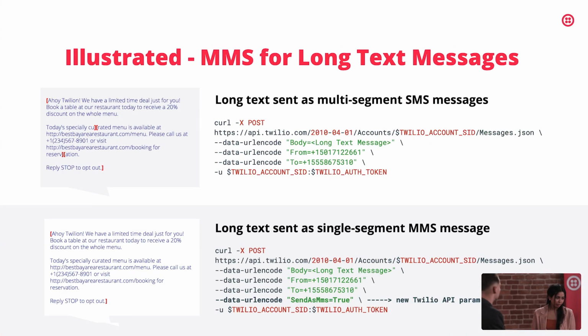Yeah, for sure. So if you look at the screen, I'm showing an example of a long text message consisting of about 350 characters. So the curl request on the top sends the communication in multi-segmented SMS messages, and the red breaks signify the segment separation. So let's look at the curl request at the bottom. In order to leverage this new feature and send the entire communication as a single MMS message, all you would need to do is add a new API parameter, send as MMS, and set it to true, and that's it.